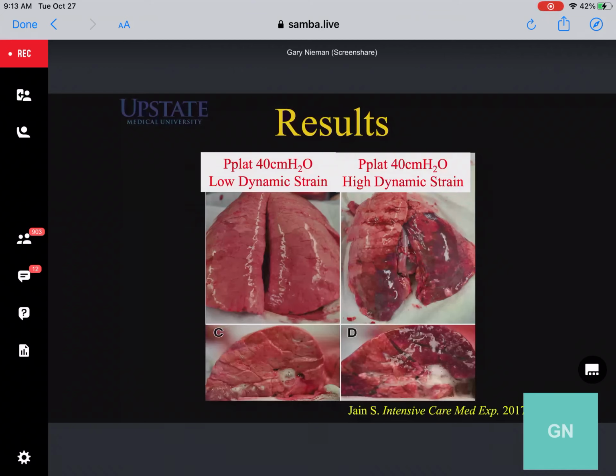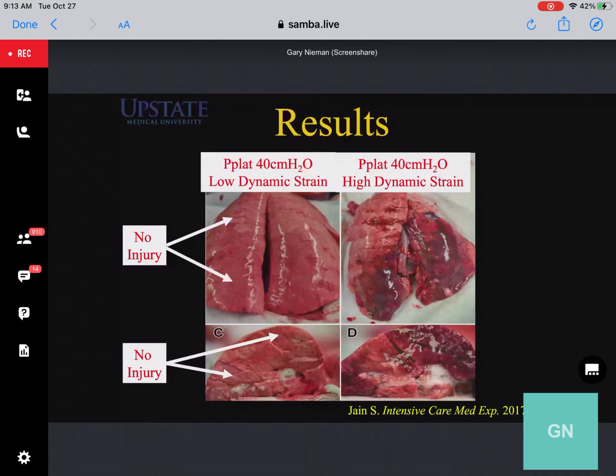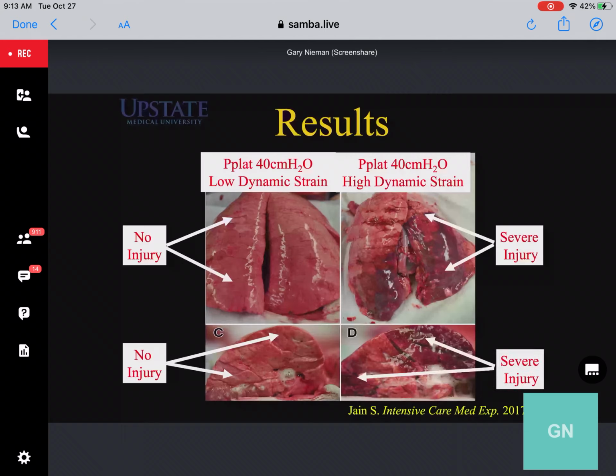Results. Again, plateau pressure of 40 centimeters of water on the left with low dynamic strain. We see no gross injury in either the acutely injured tissue or the normal tissue, either on the gross tissue or on the cut surface. However, with the same high plateau pressure, with a high dynamic strain, large tidal volume, we see extensive damage in both the baby lung and in the acutely injured tissue, both grossly and on cross-section.